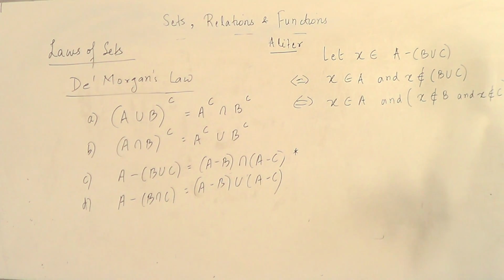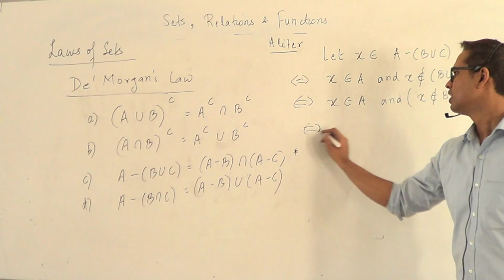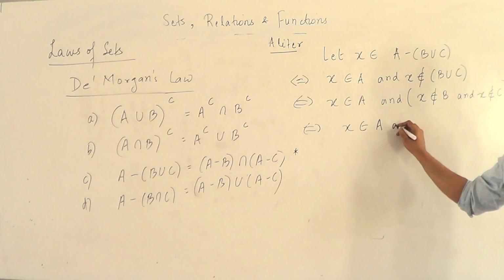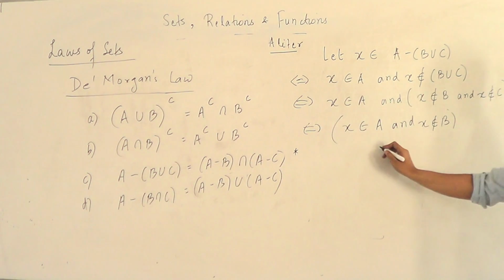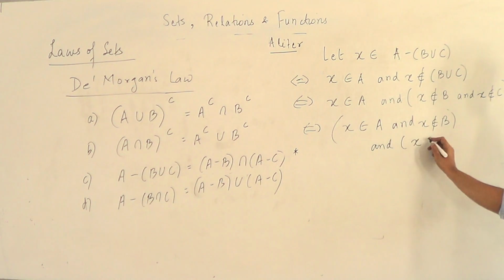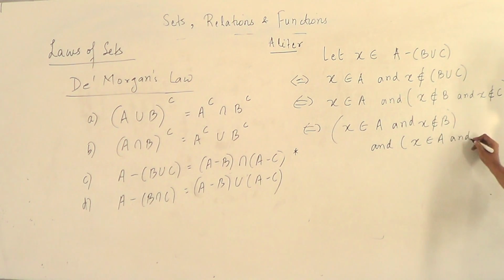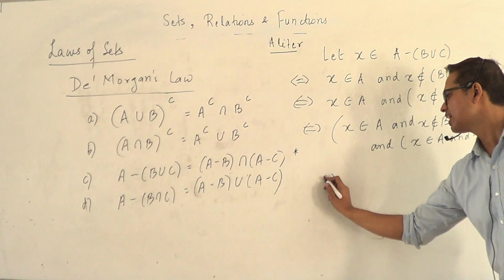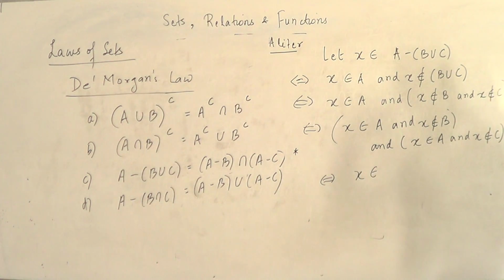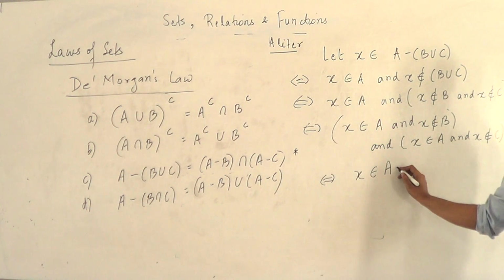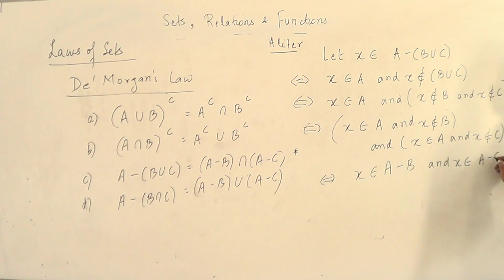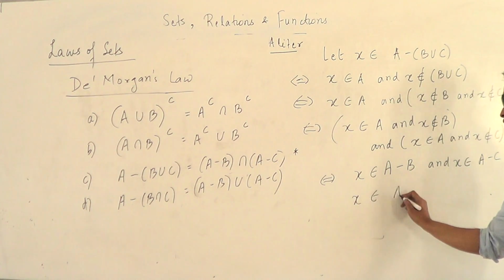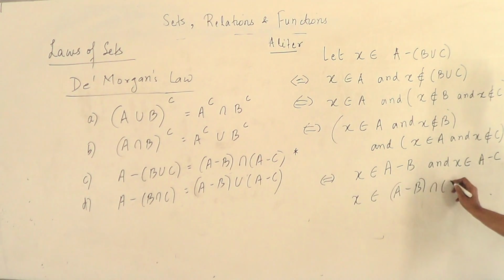Is that okay? Now this means X should not belong to A and X should not belong to B, and X should not belong to A and X should not belong to C. Yes or no? Which means X belongs to A minus B and X belongs to A minus C. Which means X belongs to A minus B intersection A minus C.